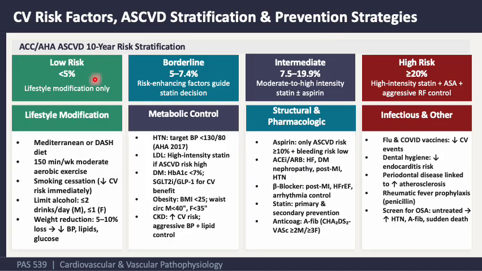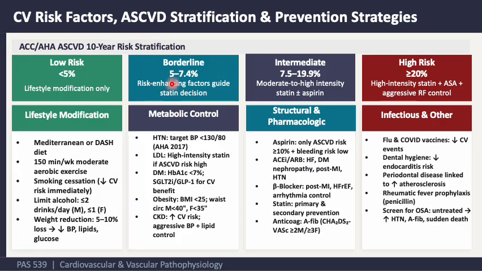So if a patient is seen to be low risk, they just need to have lifestyle modifications only. Those lifestyle modifications can include a Mediterranean or DASH diet, doing 150 minutes per week of moderate aerobic exercise, smoking cessation, limiting their alcohol to 2 or fewer drinks a day, weight reduction by 5 to 10%, and decreasing their blood pressure, lipids, and glucose.